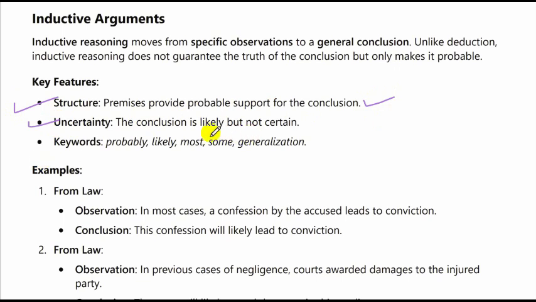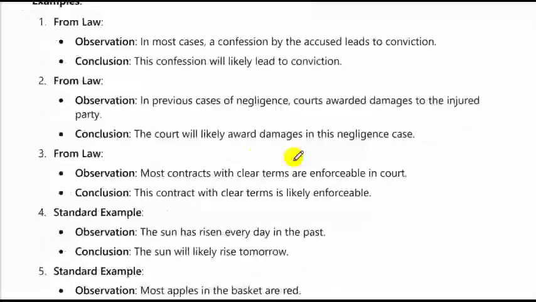The conclusion is likely but not certain. Keywords here are probably, likely, most, some, generalization. Example from law. We'll take 3 examples from law again. In most cases, a confession by the accused leads to conviction. Conclusion comes, this confession will likely lead to conviction.